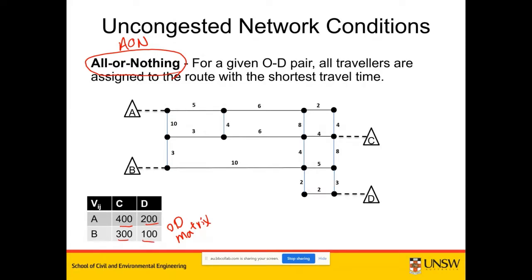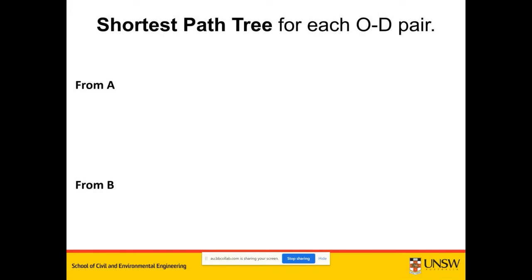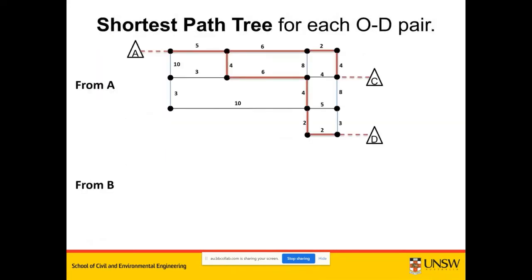So let's find the shortest path from A to C. You can apply Dijkstra's algorithm, for example, or any other shortest path finding algorithm. But this is probably an easy case. By just looking at it, you can manually figure out the shortest path from A to C. So let's have a look. If you want to go from A to C, this is the shortest path.